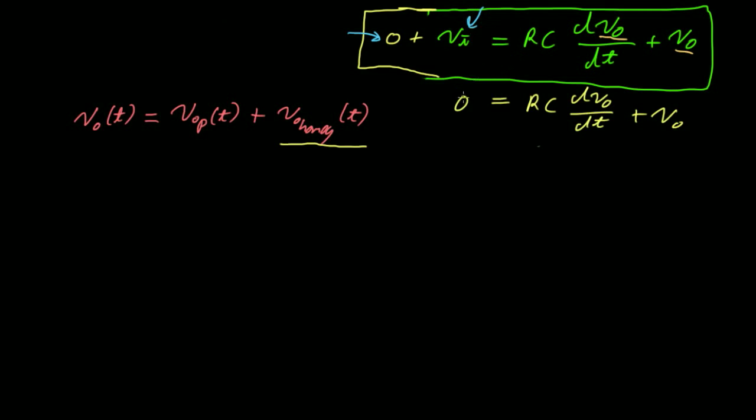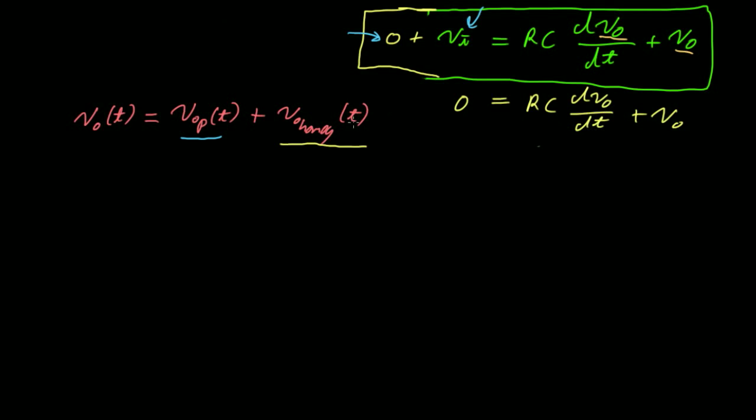So it turns out that what makes it equal to VI is called our particular solution. We just have to find one solution that's going to make this relationship true, that's going to make RC dV0 by dt plus V0 equal to VI. And then for our homogeneous equation, we just have to find the function that's going to make this relationship true.